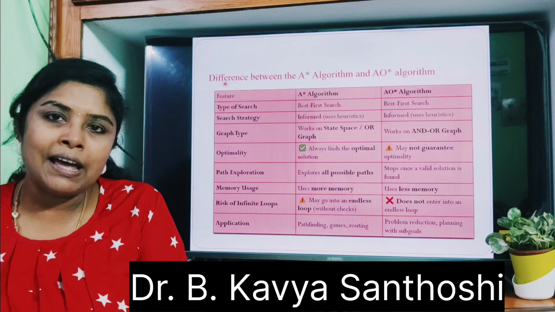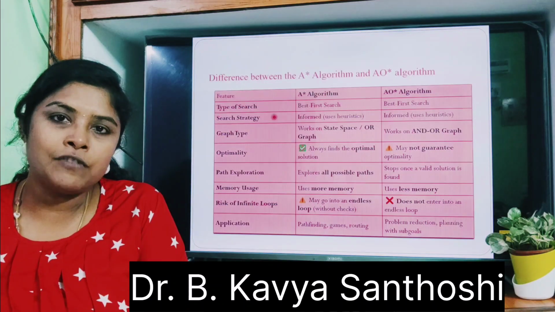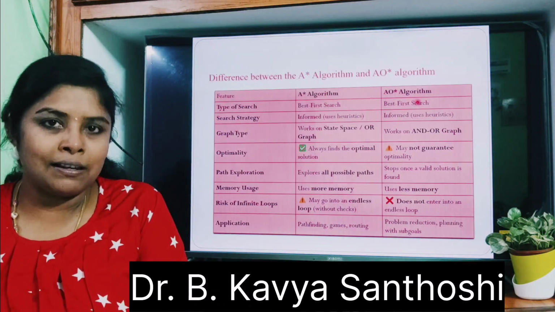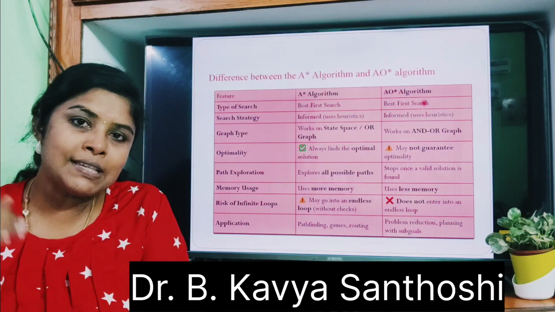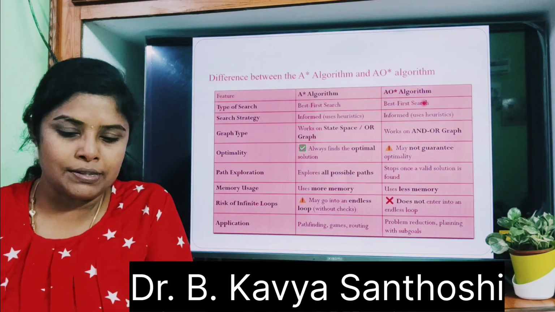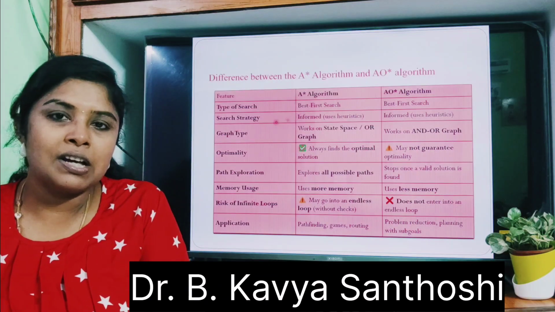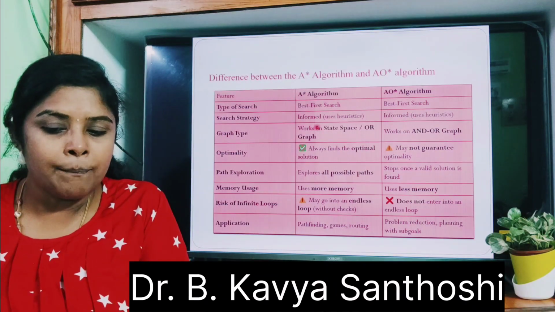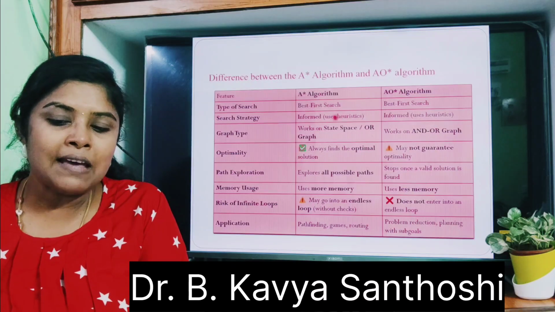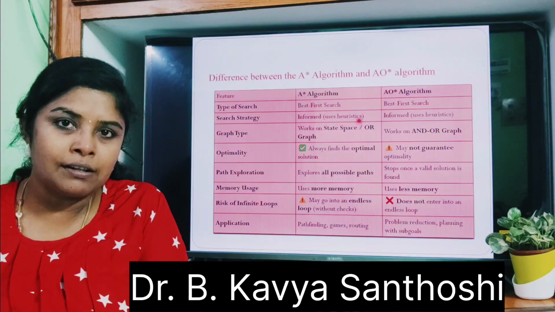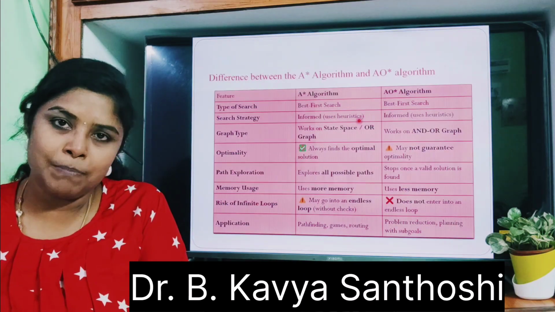The first feature I have considered here is type of search. Both these algorithms come under best first search because they will proceed in the path of least cost. And coming to the search strategy, both of these come under the informed search category because they use the heuristic information to compute the next path.